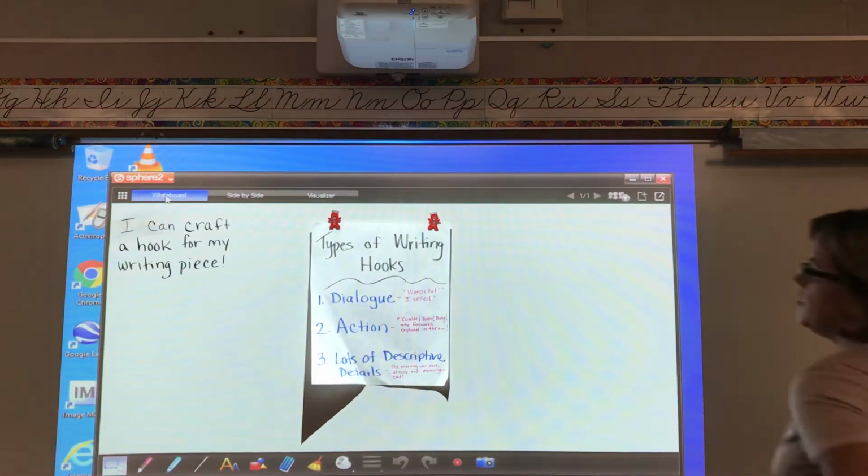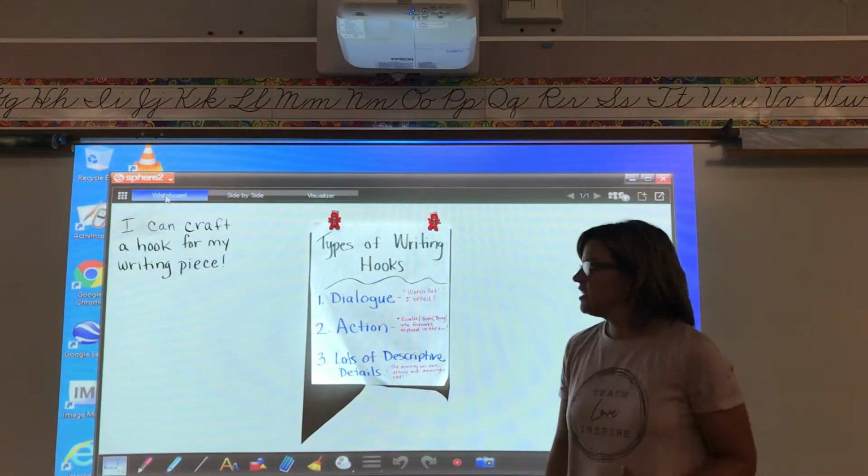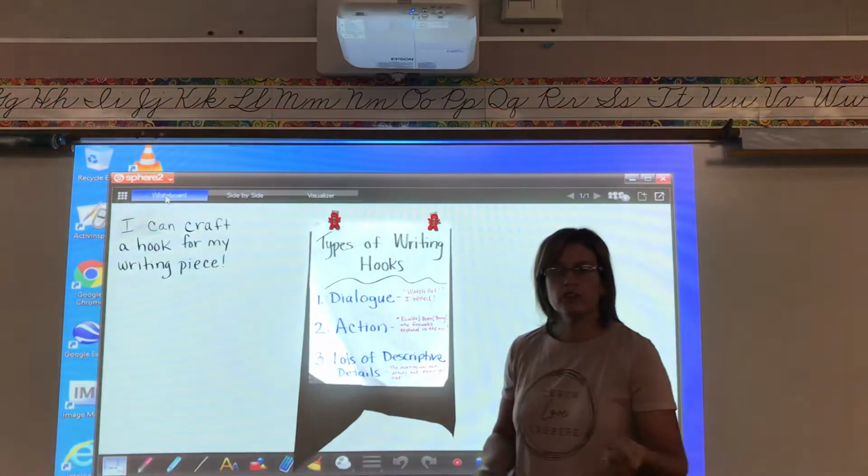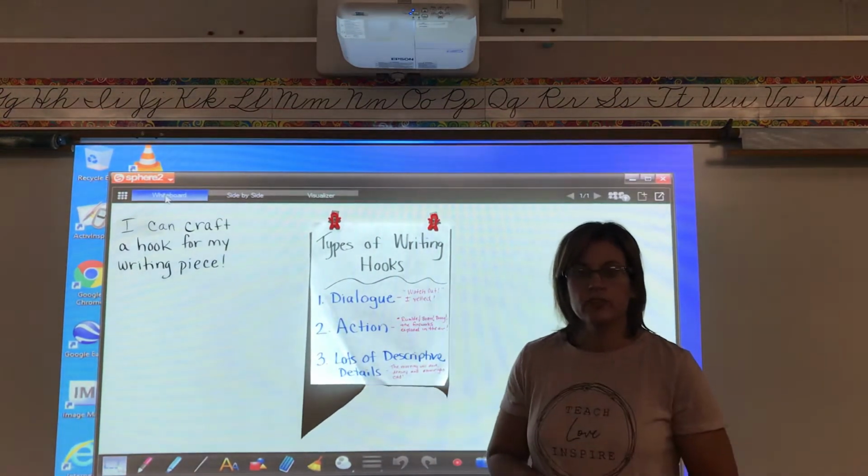Hi writers. Today we're going to focus on crafting a hook. A hook is what a writer uses to get their reader's attention.